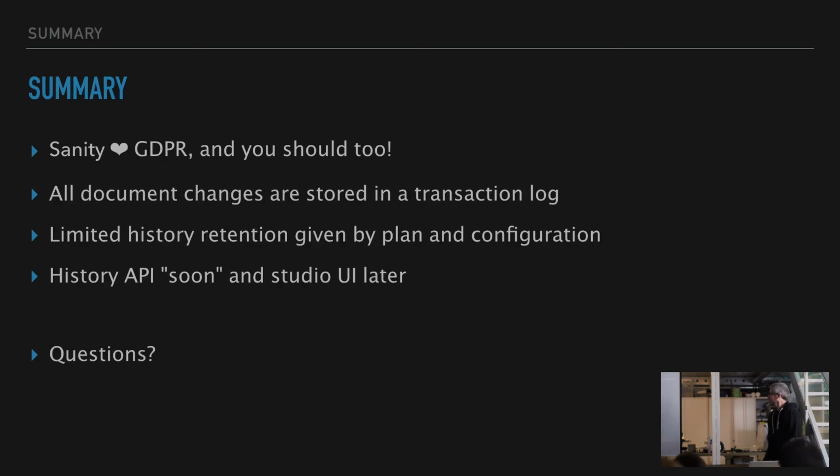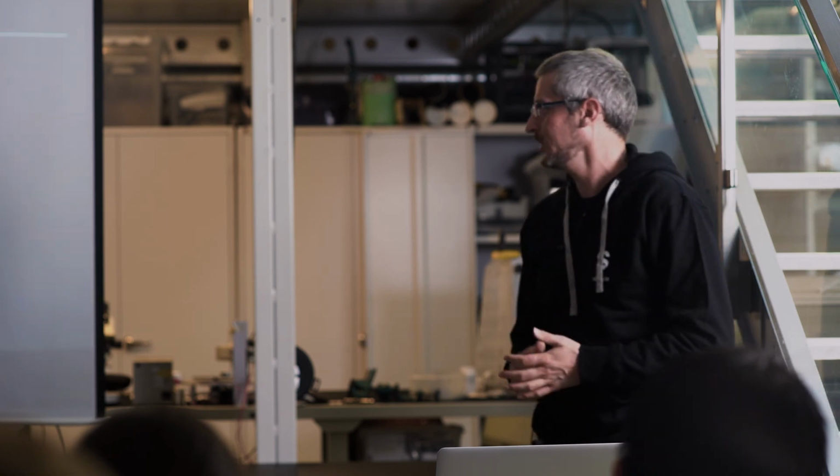So that's pretty much it. In summary, we at Sanity are really fond of the GDPR, and I hope you guys are as well. Any document change that you make via our API is stored in a transaction log, and we can use this to build a history of all the changes. We also have limited history retention in case you don't really want to keep that history for too long. And as a sort of happy coincidence, this also gave us the infrastructure we needed to build a History API, which is coming soon, and then hopefully a Studio UI sometime later.